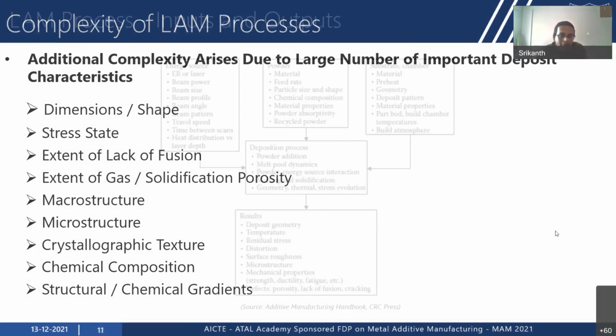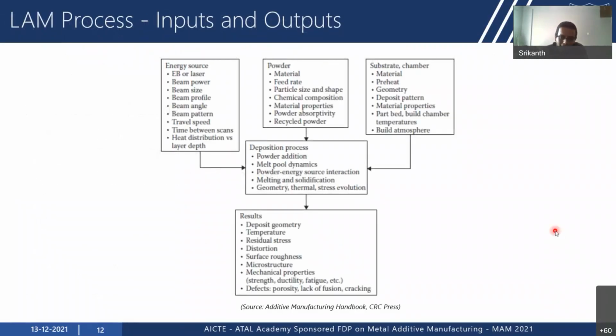If you look at the various inputs and outputs to these processes, these are the inputs coming from the energy source. These are coming from the powder, the material, the feedstock, from the substrate. So you can see that there are a large number of process parameters. And in the deposition itself, you have melting, solidification, convective flows of the melt pool, interaction between the powder and the energy heat source. So there are complex physical phenomena occurring in the deposition itself.